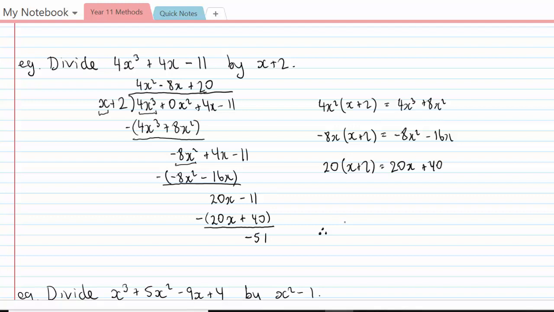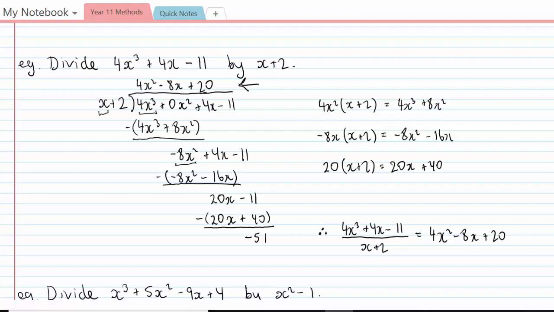So what we do is we say, well, when we have 4x cubed plus 4x minus 11 divided by x plus 2, that's equal to 4x squared minus 8x plus 20. So again, that's this line up here. But I also have a remainder of negative 51.